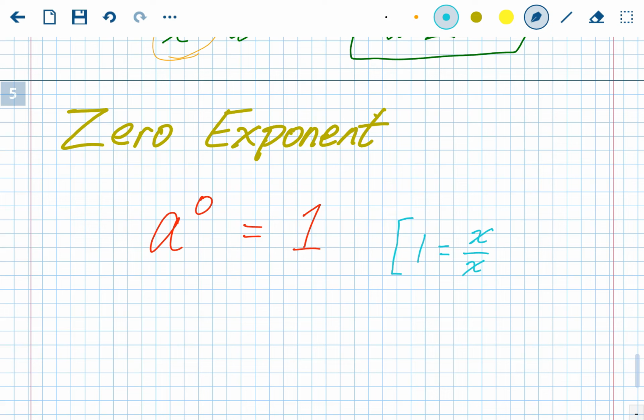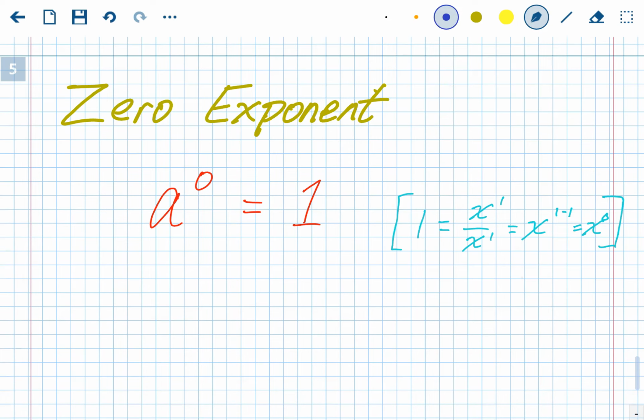We know that. Well, really, we have x to the first power divided by x to the first power. That's the quotient rule. The quotient rule states if we have the same base and we're dividing, we can just subtract their exponents. Their exponents are both 1. 1 minus 1 is 0. So that means x to the 0 power has to be 1, because all of these things are equal. So this is the easy one.